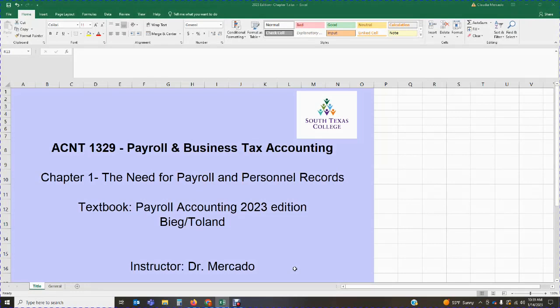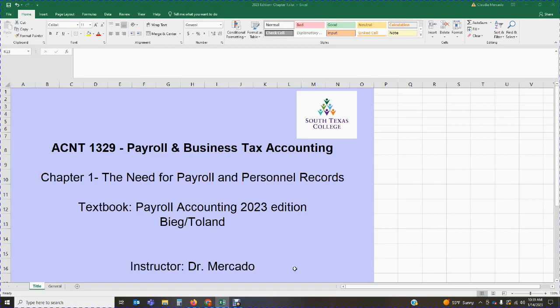This particular lecture deals with Chapter 1, the need for payroll and personnel records, and we are using the 2023 edition. For payroll accounting, every year a new textbook is released because of the changes in payroll and tax laws. So we have to constantly be updating our content. A new edition is released every year, there are changes to it, and you do need to use the current edition.